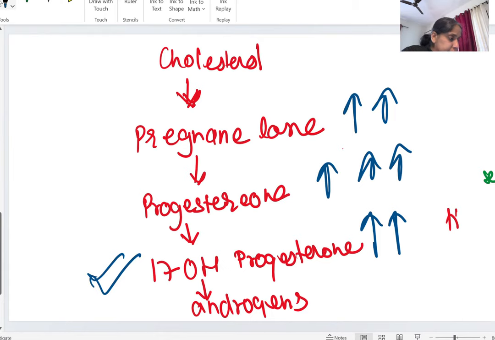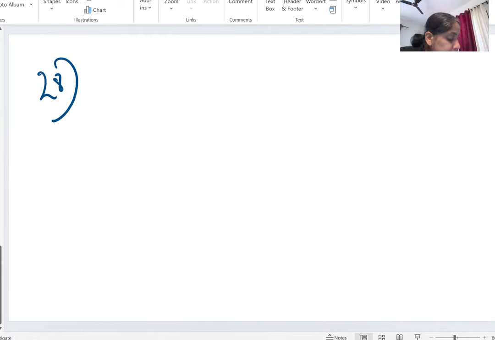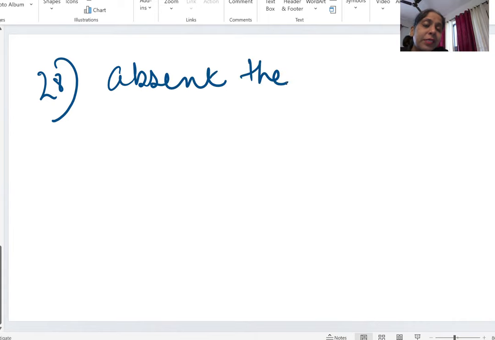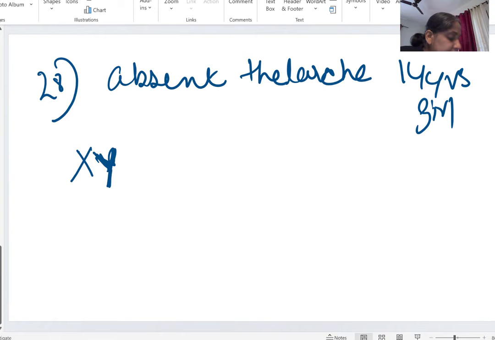Let's take question number 28. A 14-year-old girl comes to the OPD with absent thelarche. So there is absent thelarche, absent breast development, in a 14-year-old girl. On examination, uterus was present. Investigation shows high FSH and karyotype is XY. If the karyotype is XY, then why is this human being coming to us as a girl?